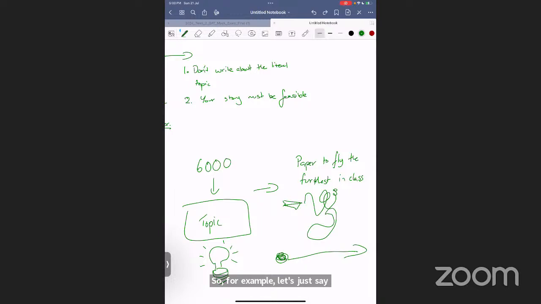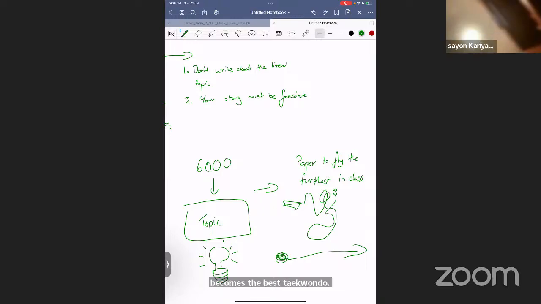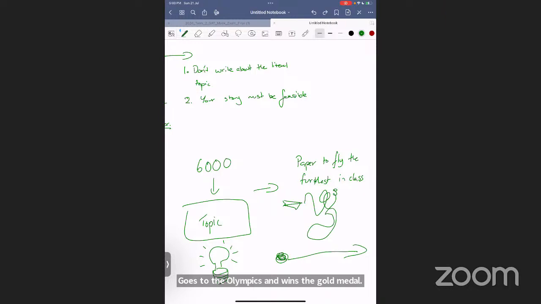Yeah. Imagine Avinash, let's just say he was being picked on by the year 10s at school. So his dad decides to enroll him in Taekwondo. So Avinash goes and learns Taekwondo, and within 1 year becomes the best Taekwondo fighter in Australia, goes to the Olympics and wins the gold medal. This story, Avinash, is that very realistic or is that very feasible?